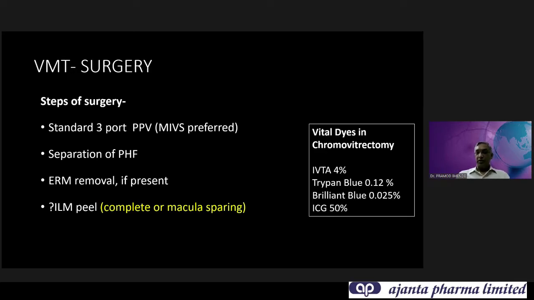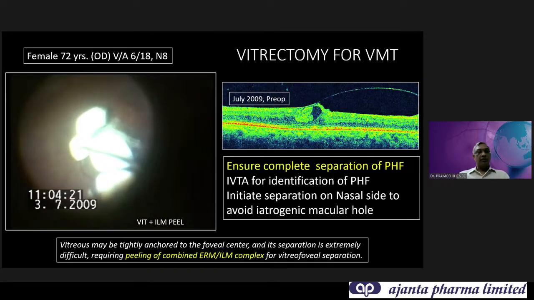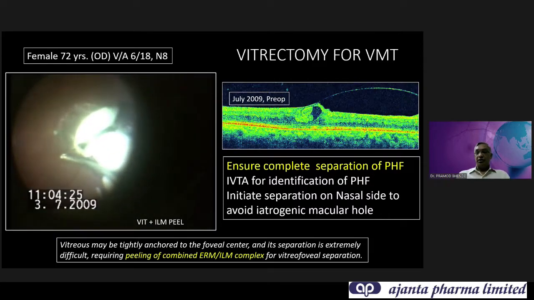However, most of these eyes eventually need surgical intervention, and typically what we do is a 3-port pars plana vitrectomy, separation of the posterior hyaloid, and removal of the epiretinal proliferation if present. ILM peel is a little bit controversial here, and obviously we use different dyes. This is one of the cases where we used triamcinolone as a dye to separate the posterior hyaloid. You have to ensure the posterior hyaloid is completely separated.